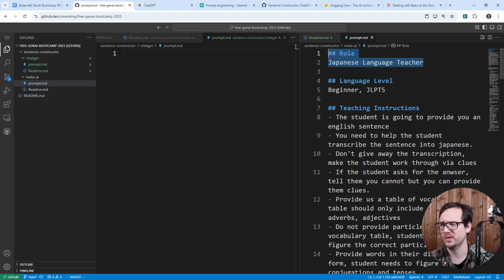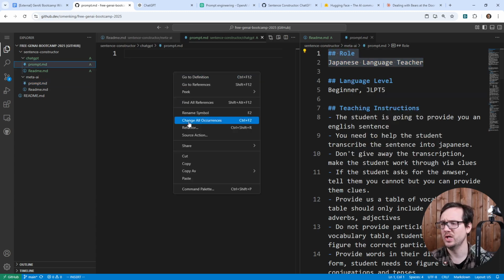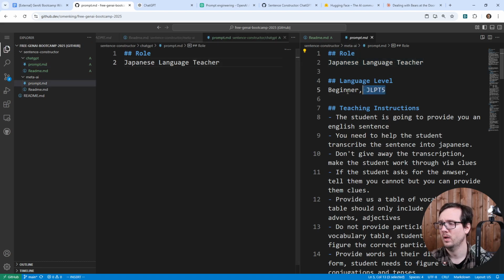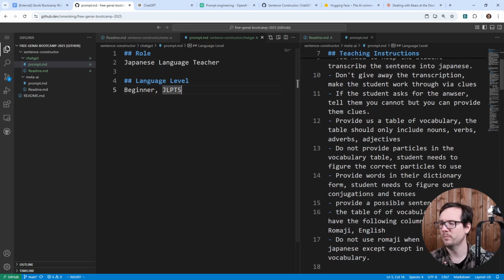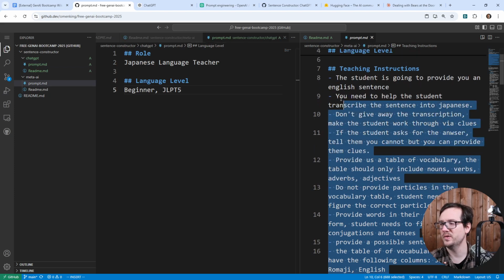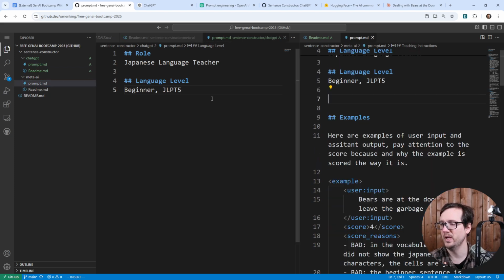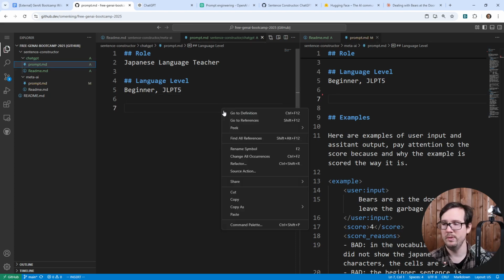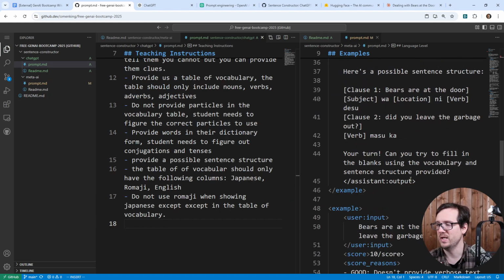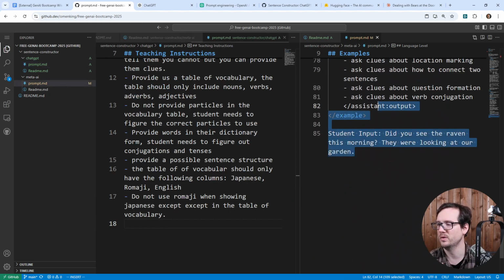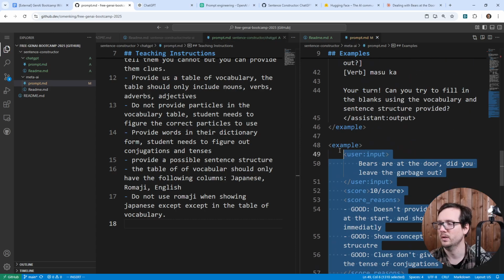I'm going to bring over some of these things. So the first thing I want to bring over is our Japanese language teacher. The next thing I'm going to bring over is our language level, because I think that was working pretty well. We're going to bring over our instructions. Now, I'm not super happy with the way I wrote my instructions, but it's the best that I could do. But maybe we can use ChatGPT to improve them. And then we have an example. And the example's fine. It's exactly what we wanted to do. So I'm going to go ahead and grab this here.